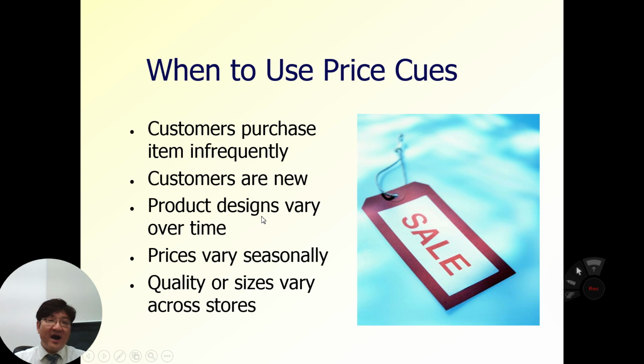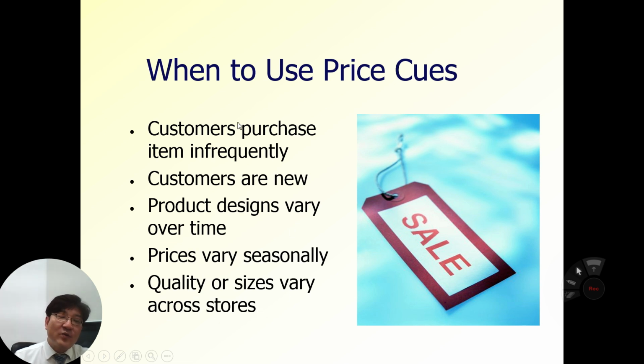Or when product design varies over time. Say the design doesn't matter for Dettol or insecticide. But what if it's clothes? Different design is everything. Although the manufacturing cost is the same and the design is only slightly better, so the original price is the same, if you put a sales tag, you feel like it is discounted. Or price varies seasonally. Or the quality or size varies across stores.